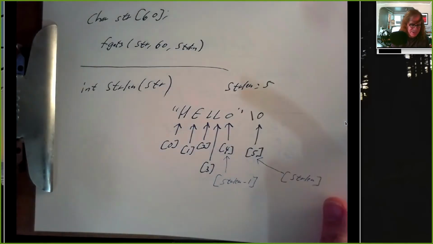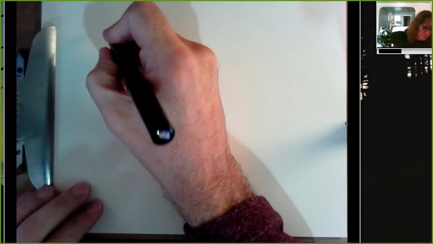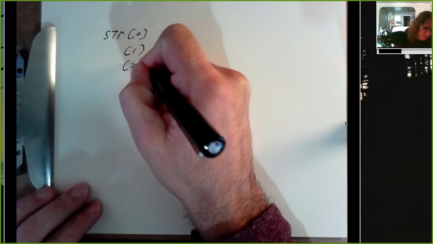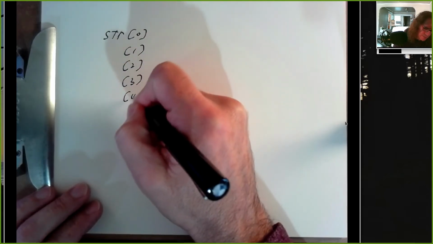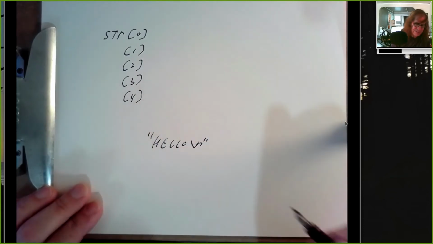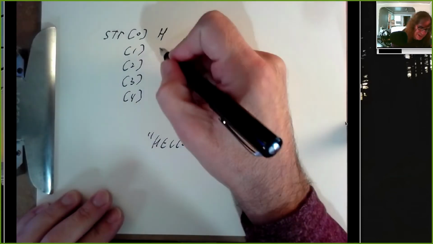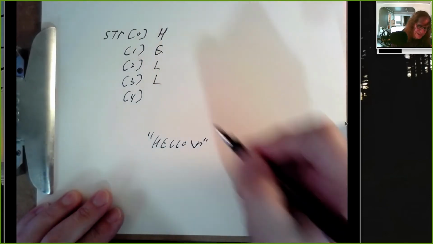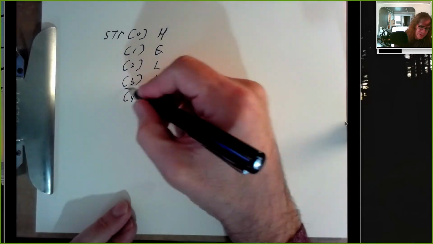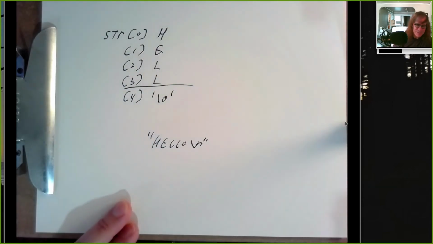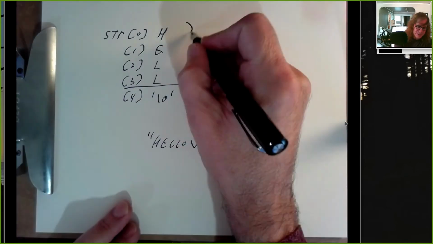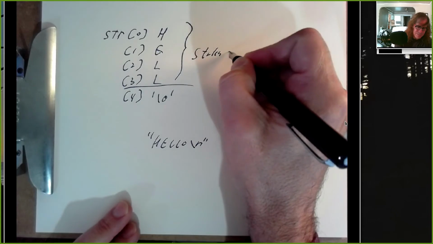And so if str has 5 spots, like this, and I type in HELLO followed by a new line, well, this takes the H, this takes the E, this takes the L, this takes the L. It needs to store a null terminator somewhere, so it stops reading input here, and it stores the null terminator right there. And this is what my string str looks like when I look at string length. I get 4.